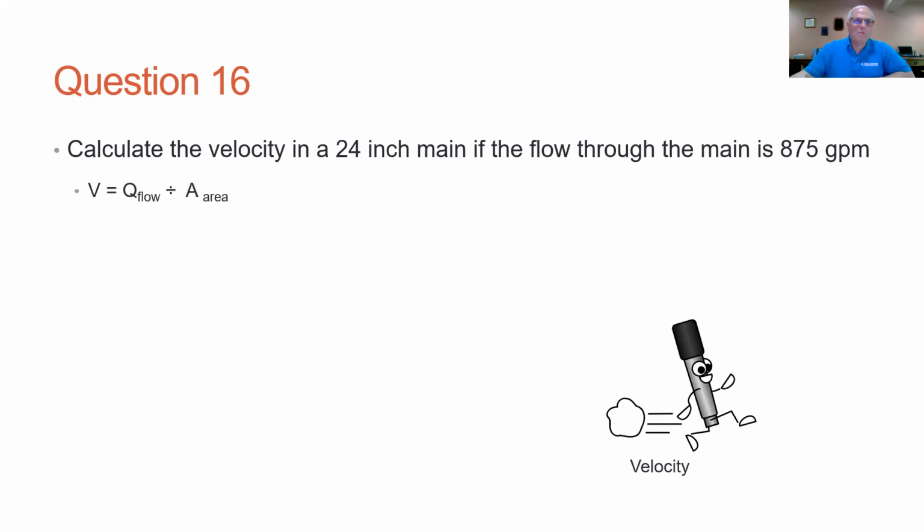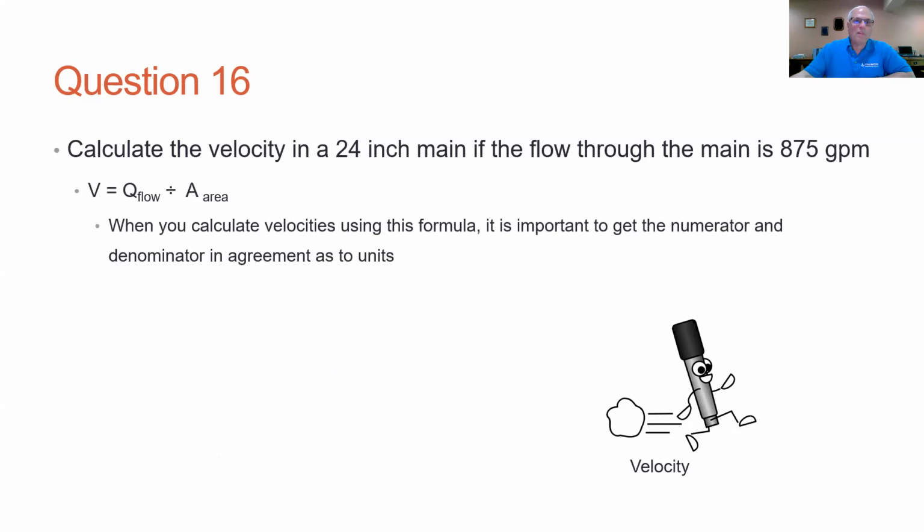All right, you're back. Take a look at this. Looking for the velocity in a 24-inch main if the flow going through it is 875 gallons per minute. So when you calculate velocities using this formula, it's always important to get the numerator and the denominator into agreement as far as units are concerned. You can't deal in gallons per minute and cubic feet in the same formula. You've got to get them the same.